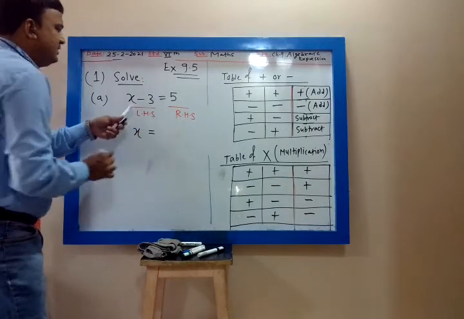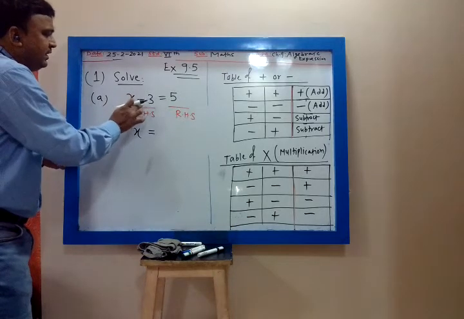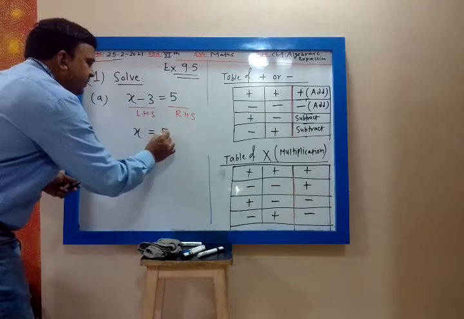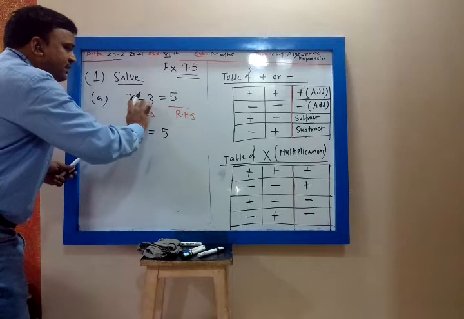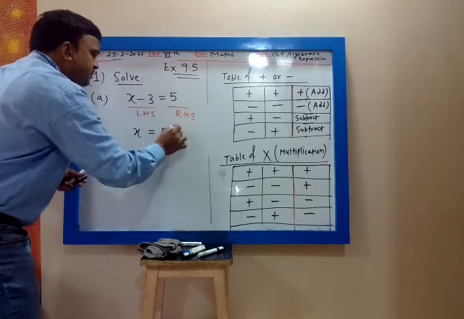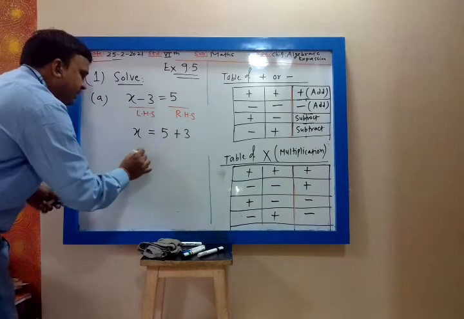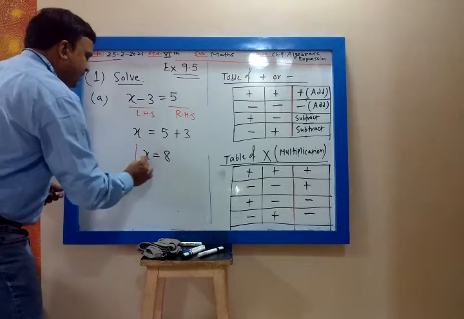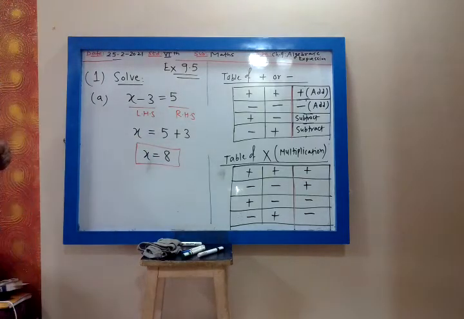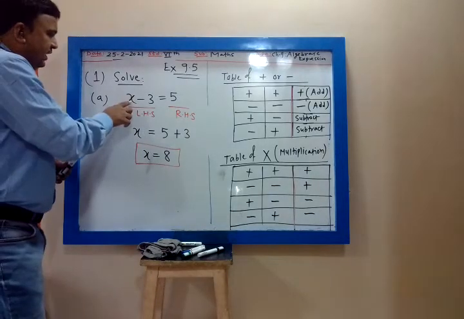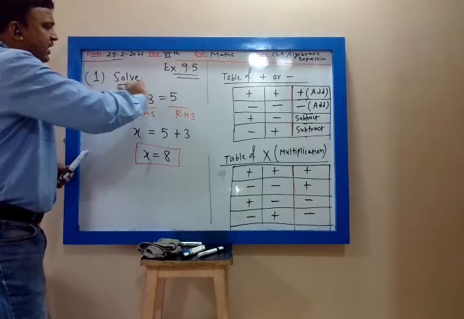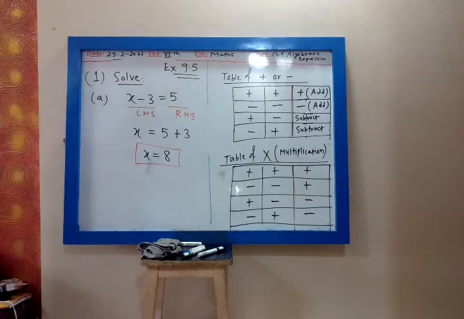Now this minus 3 which is on the left hand side, I will take it to the right hand side. So the 5 remains 5 only. Then minus 3 we are changing the side, so minus 3 will become plus 3. So what is 5 plus 3? 8. So the value of x is 8, and this is the answer. x is equal to 8. x minus 3 is equal to 5, so we take minus 3 to the right hand side, it becomes plus 3.